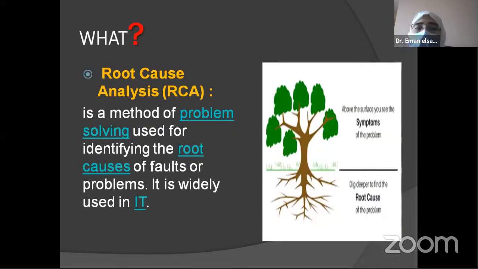First, what is RCA, or root cause analysis? See this picture. This is a tree. The root of this tree is the root cause analysis of the problem, the root cause of the problem. Down deep, we didn't see it. And up, this is all the surface, the symptoms of the problem.